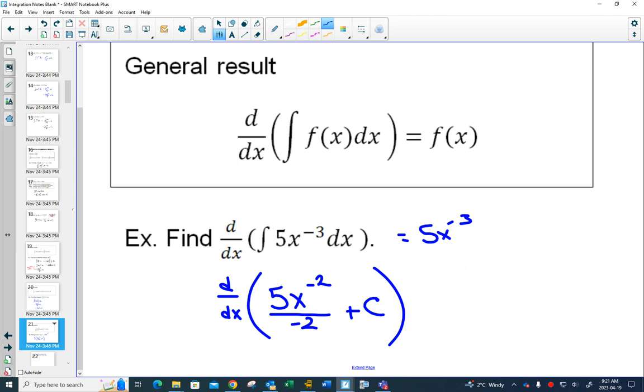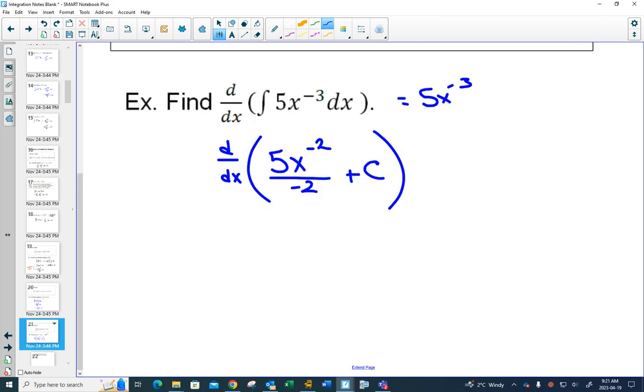And then the derivative would say, all right, do the derivative of each of these things. In here, the -2 would come out in front, cancel out with that -2. Subtract 1 from the exponent. And then do the derivative of some constant. Well, that'll be just 0. And you do get back to what you started with. But in this case, there would be no plus c.